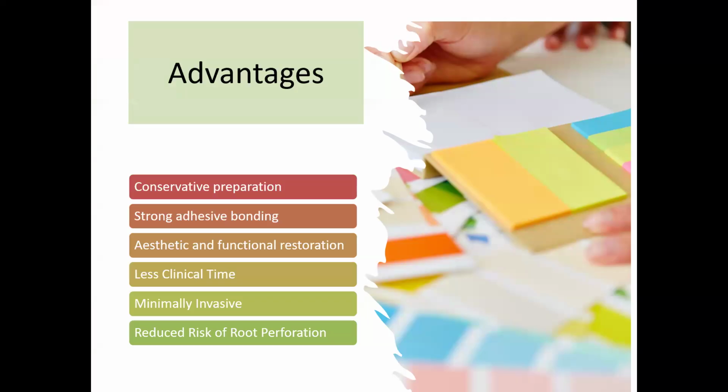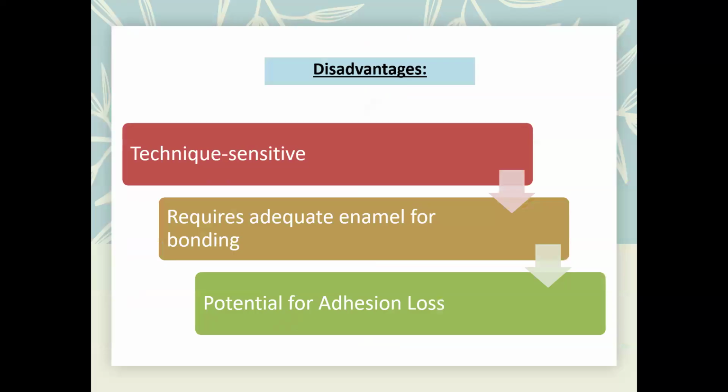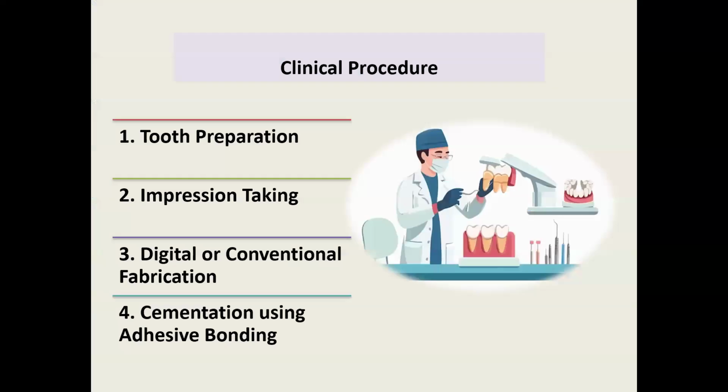Coming to the advantages of an endocrown, as I already mentioned, it is a conservative preparation, a strong adhesive bond is attained, it gives an aesthetic and functional restoration, needs less clinical time, is minimally invasive and has reduced risk of root perforation. The disadvantage is that it is very technique sensitive because enamel is required. If it is dentine, it is going to affect the bonding process. It requires adequate enamel for bonding, and there is potential for adhesion loss.